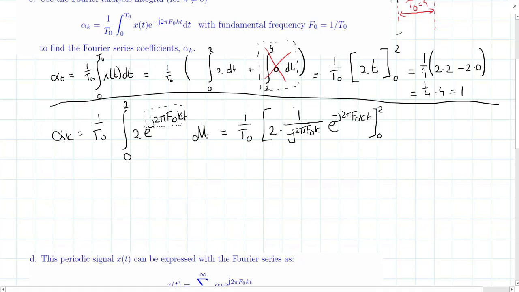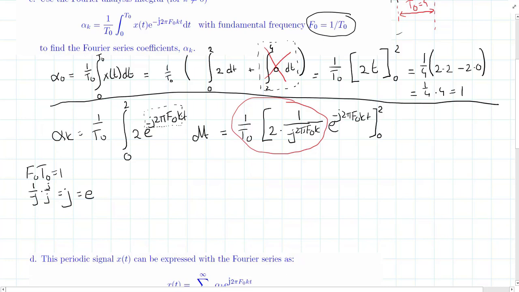The first part, these are all constants, so we can take these out and simplify these first. What we already know is our f0 is 1 divided by the period. So f0 times the period should be equal to 1 if we would rewrite this equation. What do we know more? 1 over minus j we can multiply with j over j, which is equal to j, and j can also be rewritten as e to the power j pi over 2.